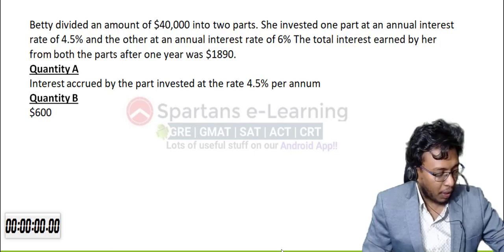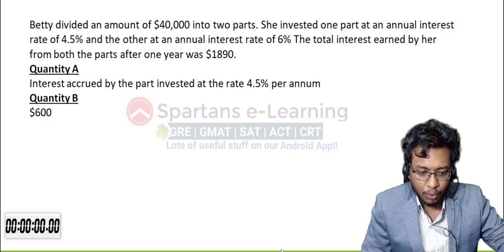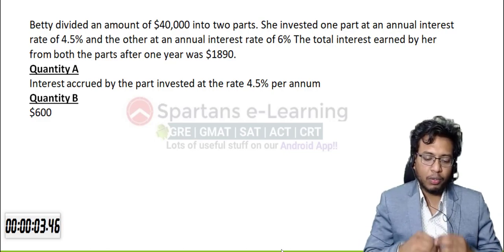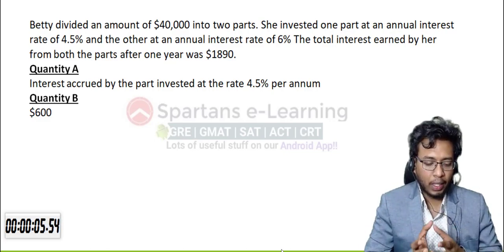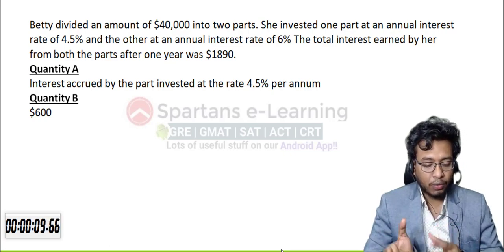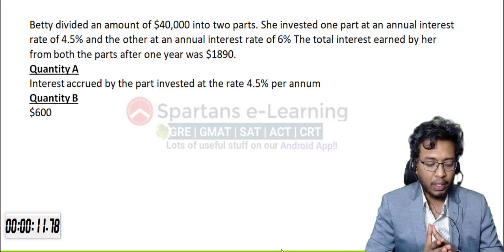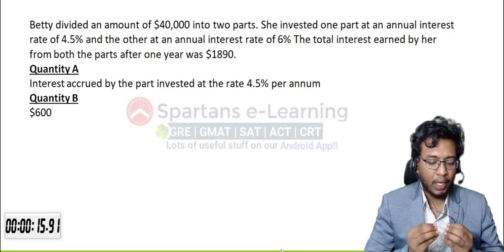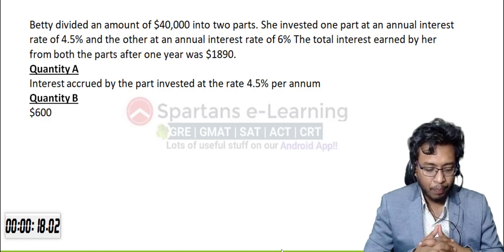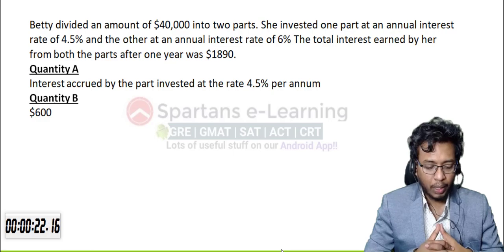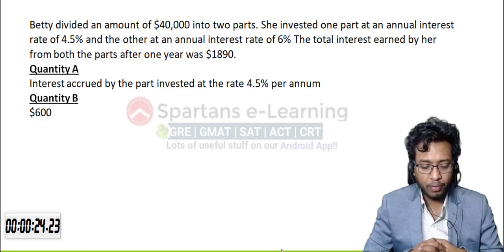Again, I'll give you a timer. I'll start the time. Just try it once. Betty divided an amount of 40,000 into two parts. She invested one part at an annual rate of 4.5% and another at an annual rate of 6%. The total interest earned by her from both the parts after 1 year will be 1890. So interest accrued by the part invested at a rate of 4.5% per annum.